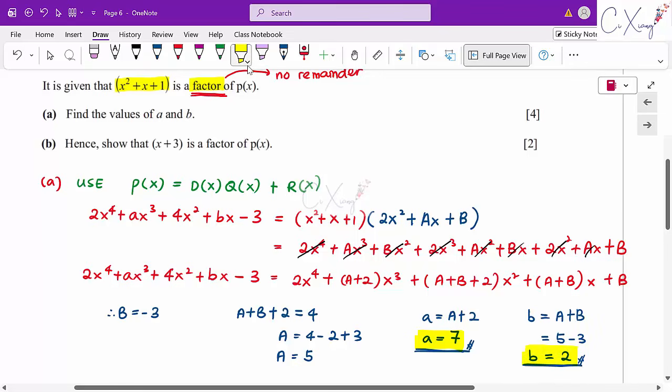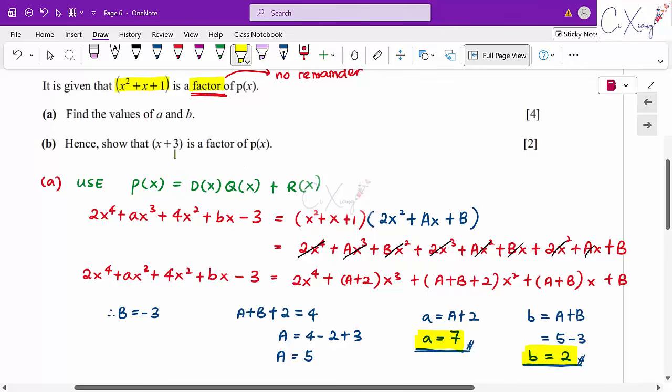Right, so this is by using the comparison method to get the values for small letters a and b. Another option that you can try is long division if you want. Okay, all right, so let's have a look at the next part, part B. Hence, show that x plus 3 is a factor of p(x).